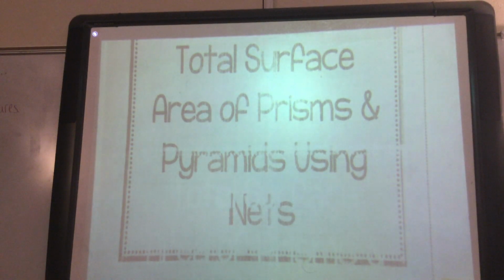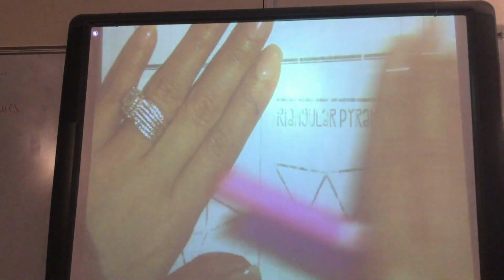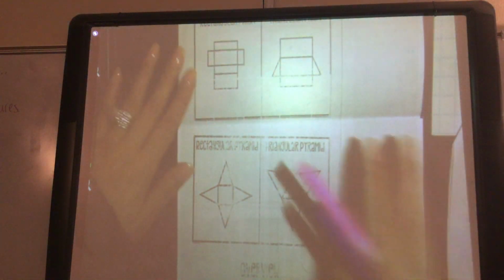Today we're going to start our lesson on surface area of prisms and pyramids using nets. We're going to focus on prisms first today. So our first tab actually shows us what it means to have a net. It is a 3D figure that has been unfolded.